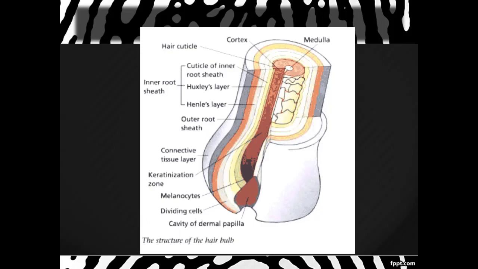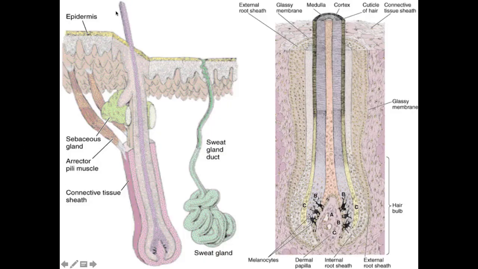The hair itself is embedded in a structure called the hair follicle, which is a derivative of the epidermis, and this follicle is responsible for the production and growth of hair. Without this hair follicle, the hair cannot grow and survive.